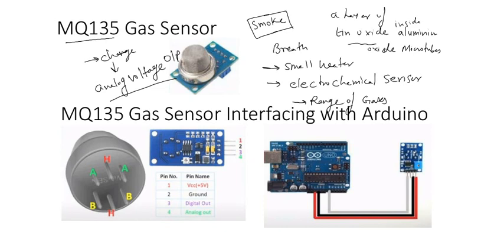And it is highly sensitive to different kinds of gases such as ammonia, sulfide, benzene, and some other harmful gases. Okay, so if you see the interfacing, how to interface it with Arduino: your gas sensor looks like this, and it has two heating elements, which are needed to heat the heater. Other than that, there are four pins.